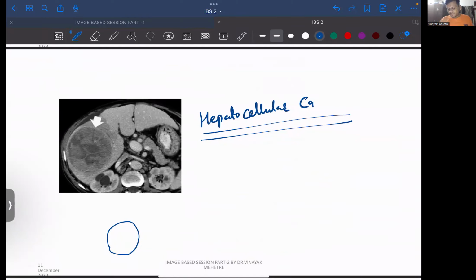एसोसिएटेड विथ किसके साथ होता है, विच वायरसेस? हेपेटोसेलुलर कार्सिनोमा इज एसोसिएटेड विथ व्हाट? एनीवन, ये तो पता है, हेपेटाइटिस बी. हेपेटाइटिस बी एंड एचआईवी. एचआईवी में भी मिलेंगे.